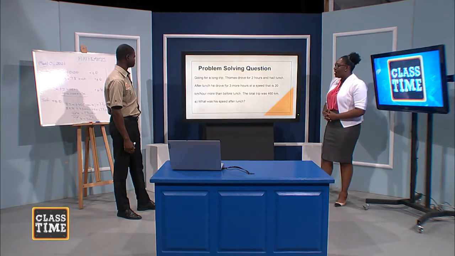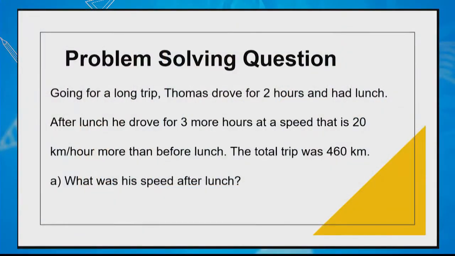So going for a long trip, Thomas drove for 2 hours and had lunch. After lunch, he drove for 3 more hours at a speed that is 20 kilometers per hour more than before lunch. The total trip was 460 kilometers. What was his speed after lunch?